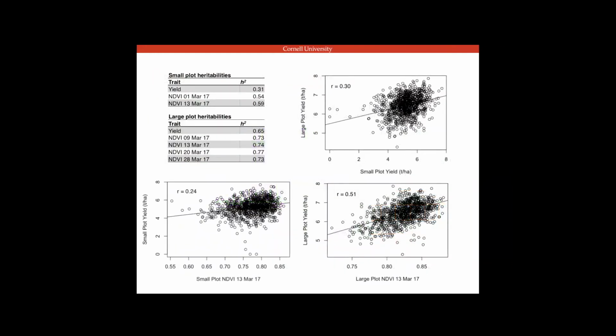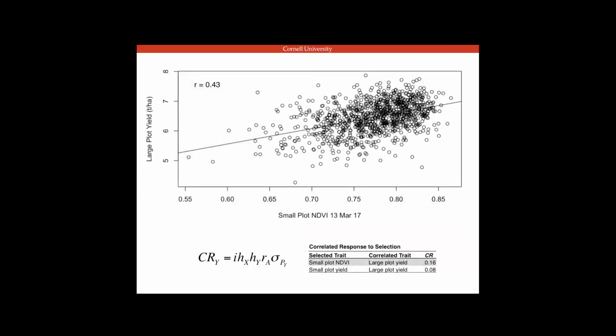In both the small and the large plots, we had higher heritability for all of our NDVI time points than we did for yield, so that's promising. In terms of yield, we had a correlation of 0.3 between the small and large plots. That's about what we expected. And in both experiments, we saw significant correlations between NDVI and yield. It was a little bit greater in the large plots due to their size. The relationship that we're really interested in, however, is between small plot NDVI and large plot yield. And here we're seeing that it's 0.43, so that's pretty good.